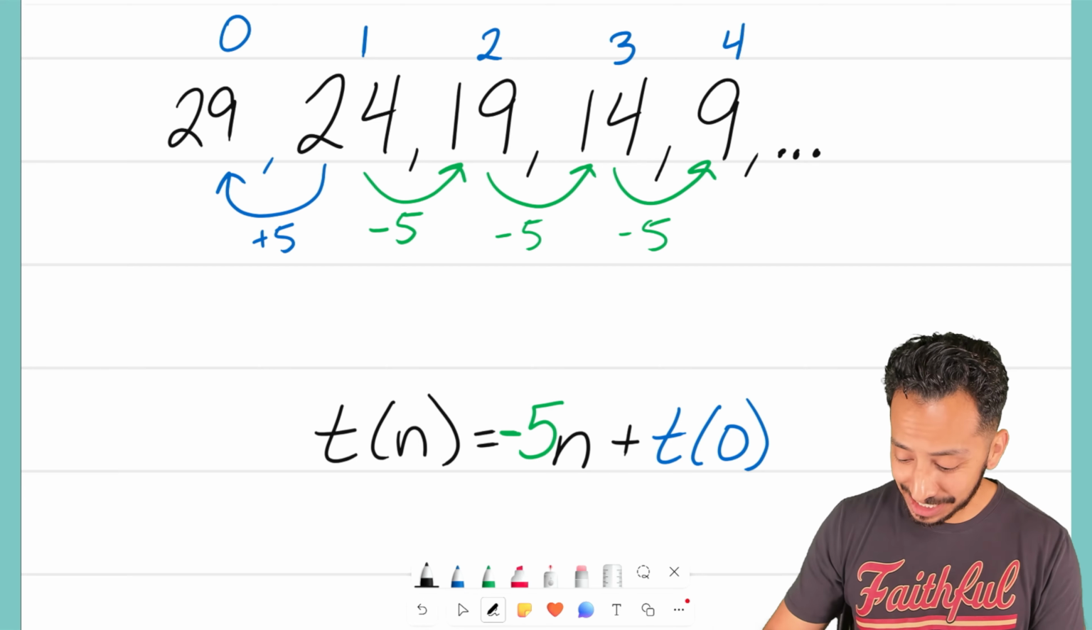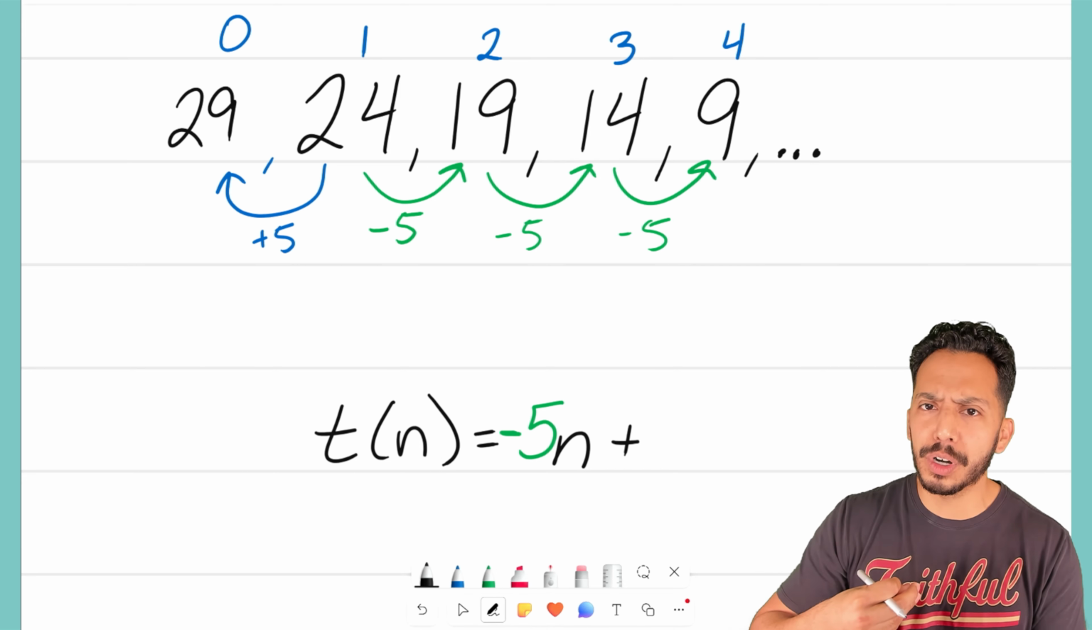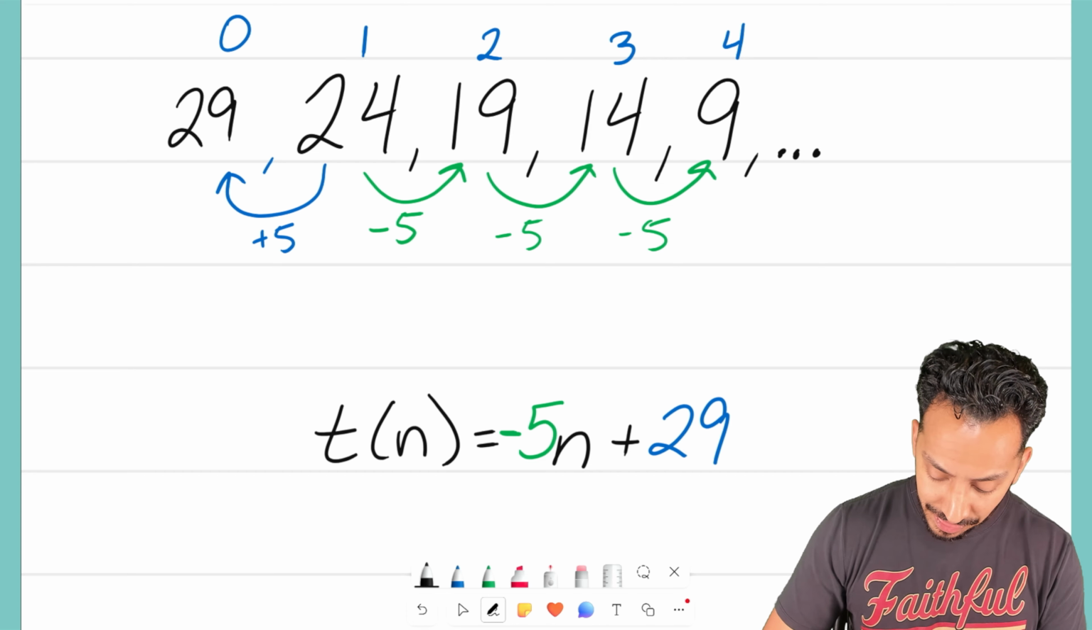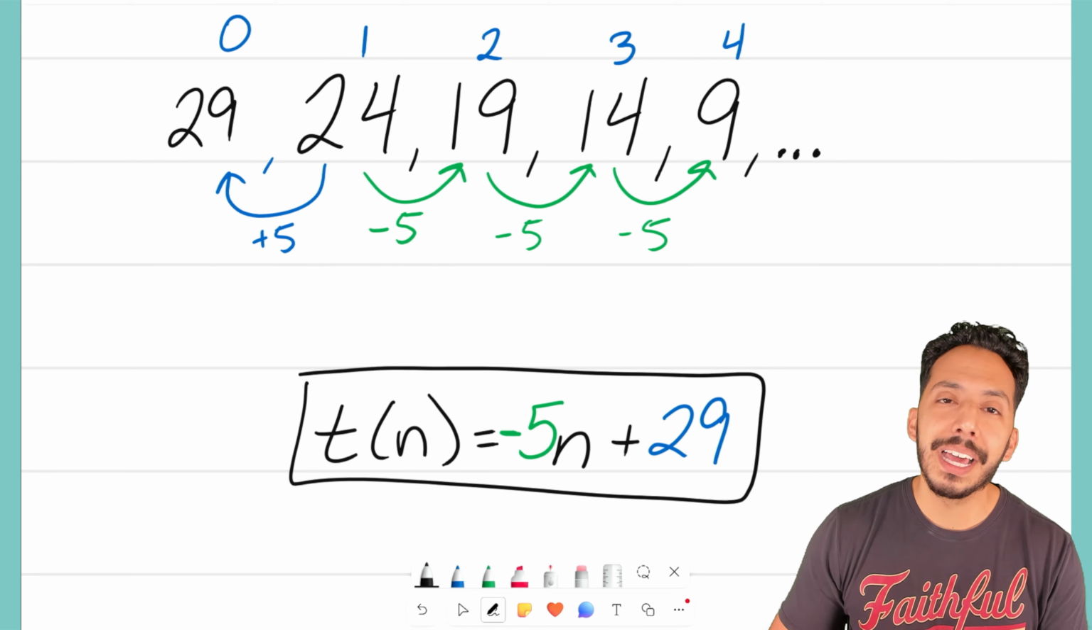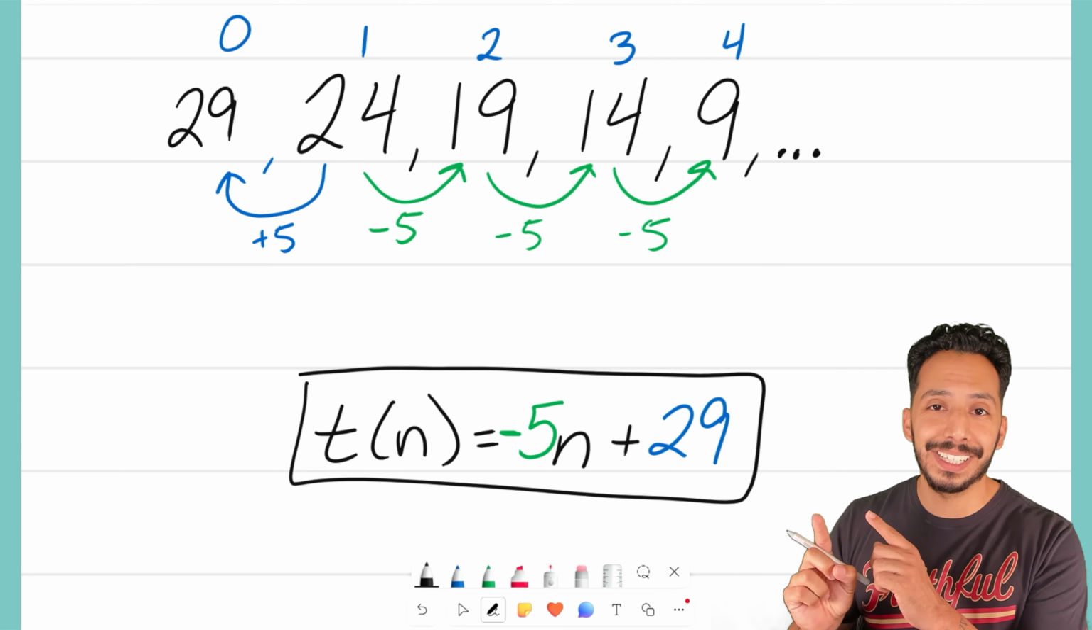I can now take this equation, I can erase the T of 0 because I know what T of 0 is. Our 0 term is 29. This is how you get the explicit equation for an arithmetic sequence.